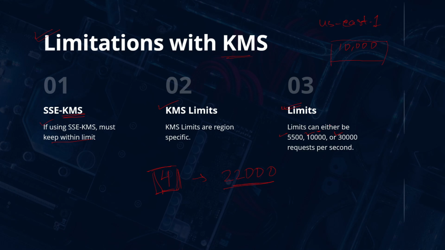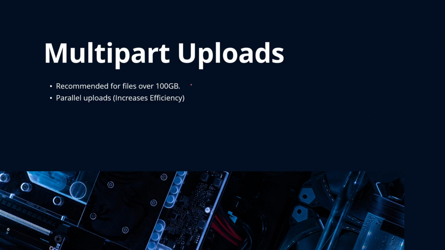Now, moving on, we're going to be talking about multi-part uploads. Whatever we spoke about right now is basically fetching objects from S3. Now, let's talk about multi-part upload. Multi-part upload basically means uploading an object in multiple different parts. This is recommended for files that are over 100 GB, wherein you do parallel uploads, which increases efficiency. What do we mean by multi-part upload or parallel upload? Basically, your 100 GB file will be broken down into chunks for a faster upload.